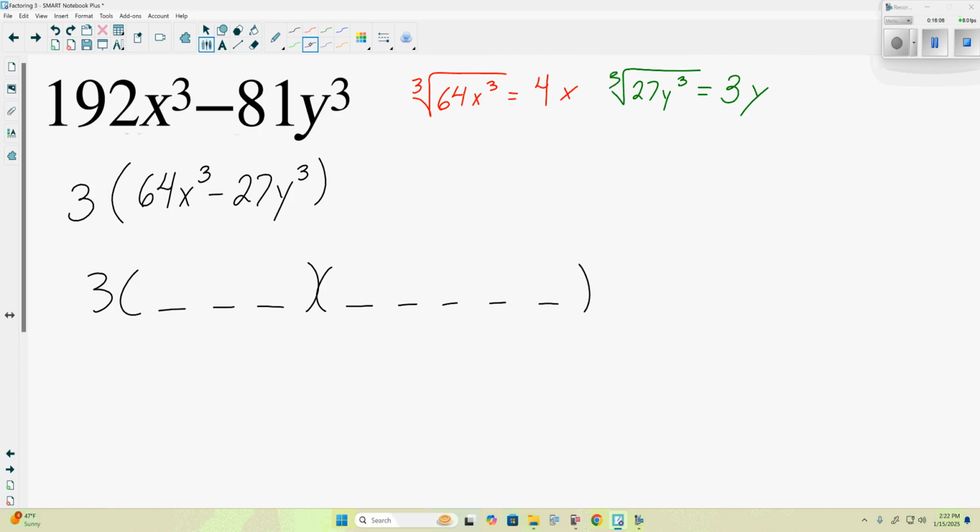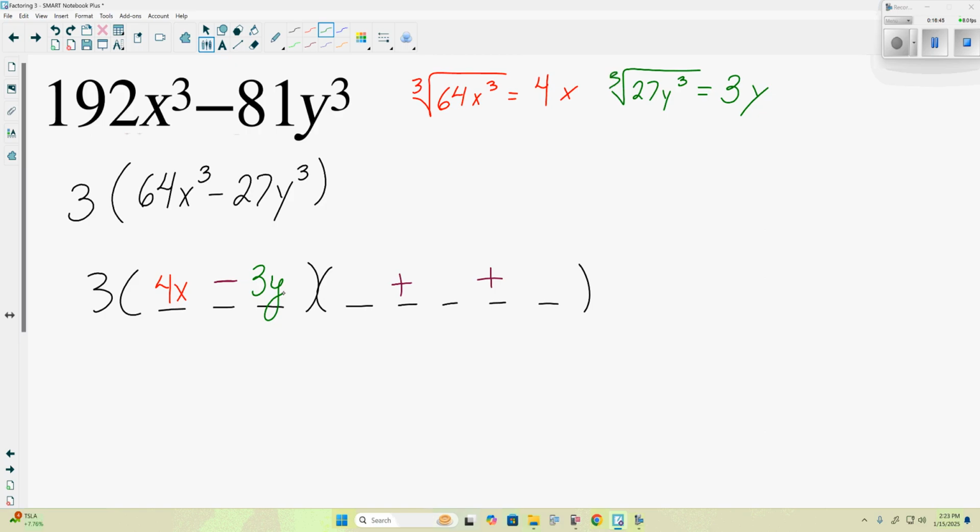Two sets of parentheses with 3 spaces. Now our signs are going to be what? The same. So our first one would be minus. Opposite would be plus. Always end on a positive note, would be plus. Now our first set of parentheses, we'll plug our first term in first, which would be 4x. Our second term would be 3y.